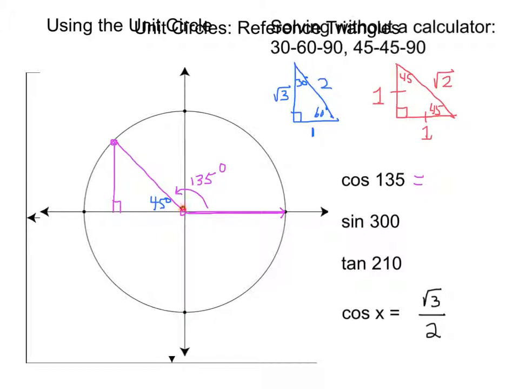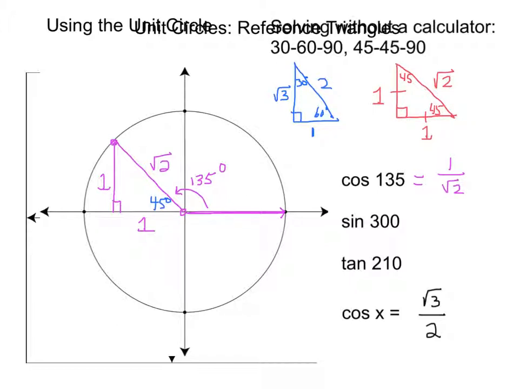So if we have a 45, 45, 90 right triangle, we can put this side as 1 if we like. If that's 1, what's this side right here going to be? What's this opposite side going to be? 1. And this would be square root 2. So cosine of 135 would be adjacent over hypotenuse. So what would cosine 135 be? 1 over root 2.